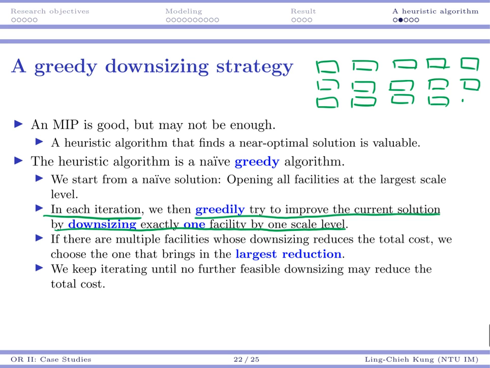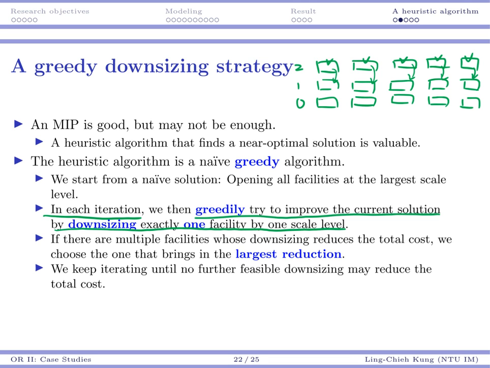And here, when we are talking about scale 0, that means we don't want to build that facility. Okay? So initially, we choose all the facilities at the largest level. Then in each iteration, we ask ourselves, well, is it good to downsize this first one? Or how about to downsize the second one, and so on. We have 5 downsizing options, and we pick the one that seems to be the best. Out of the 5 options, we choose the one that is the best.